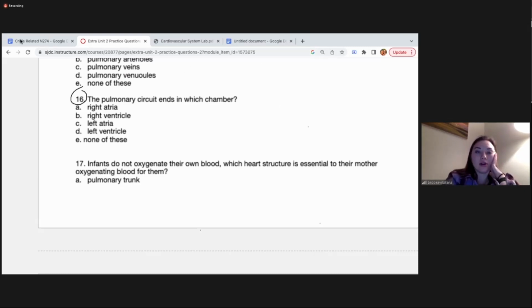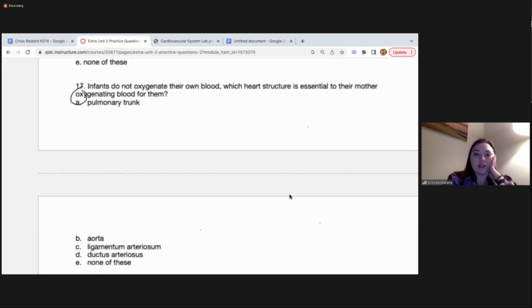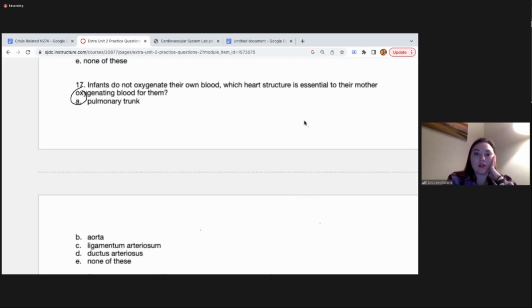Great. Okay, so let's do 17, and then we'll do 18 and 19, and then we'll see where you guys want to go from there. 17. Infants do not oxygenate their own blood. Which heart structure is essential to their mother oxygenating blood for them?